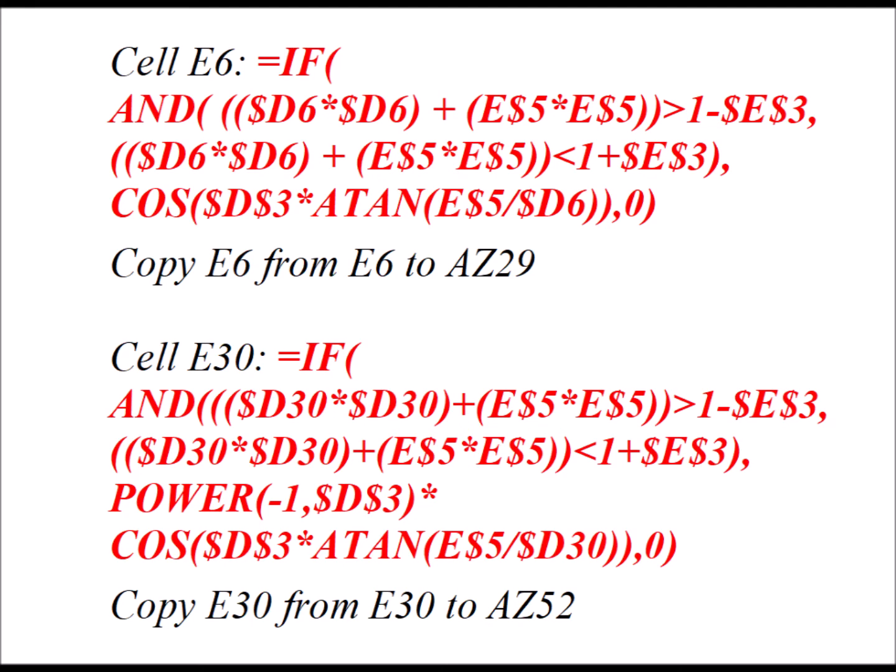So to get that to work, in the formula in cell E30, we have this power function. It's basically using the fact that if we have m sub l being an odd number, we get one sign, positive or negative, and if we have an even m sub l value, we get the opposite sign. So to get that to work out here, instead of just having one formula that fits all, we have this second formula that we copy from E30 to AZ52.